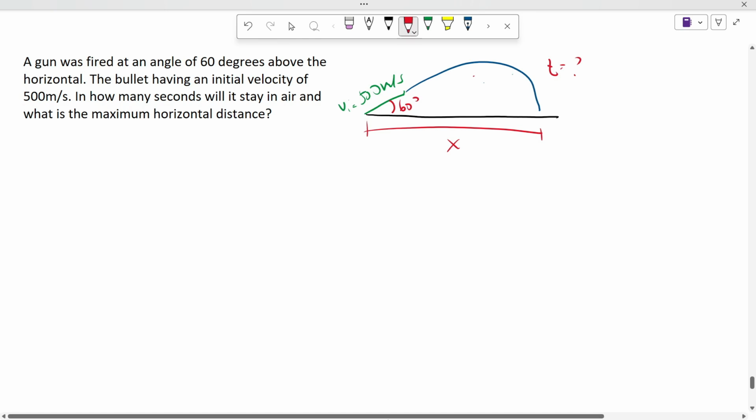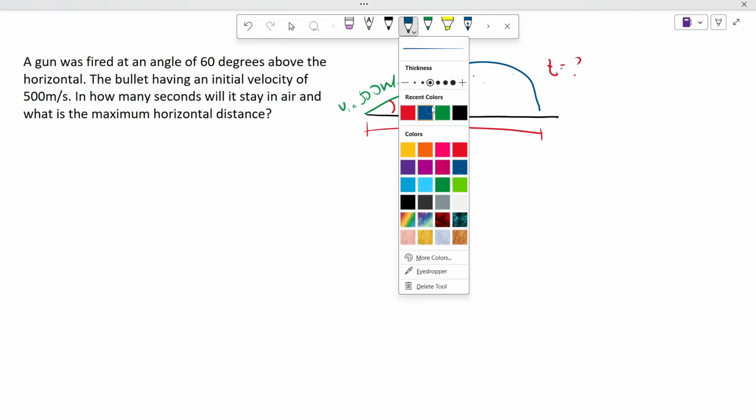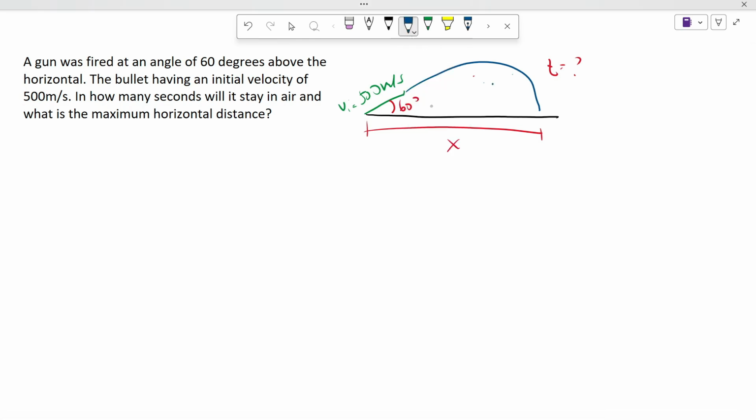So dito, guys, we can use the TRH formula. So, pwede din natin gamitin yung mahaba, but this time, let's use the TRH. So, T is 2V sine of theta over G. The T, 2, the VI will be 500 sine of 60 over 9.81. So, insert sa calculator. This will be equals to 88.28 seconds, guys.